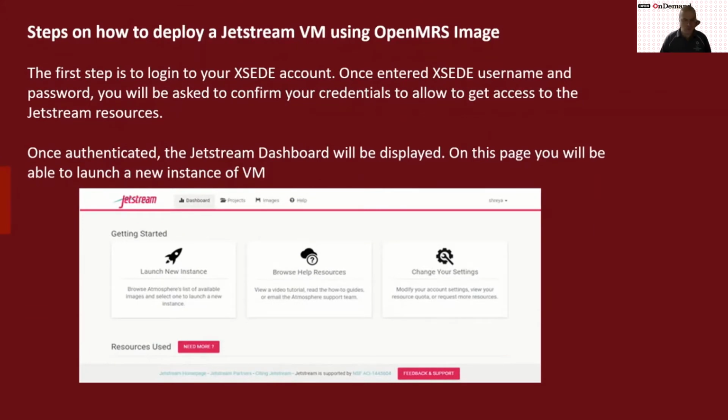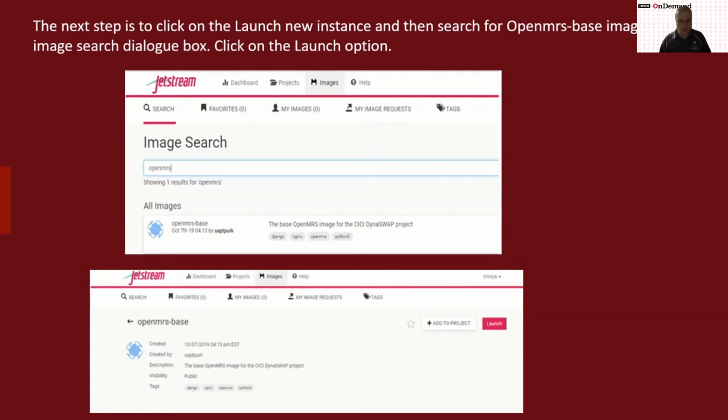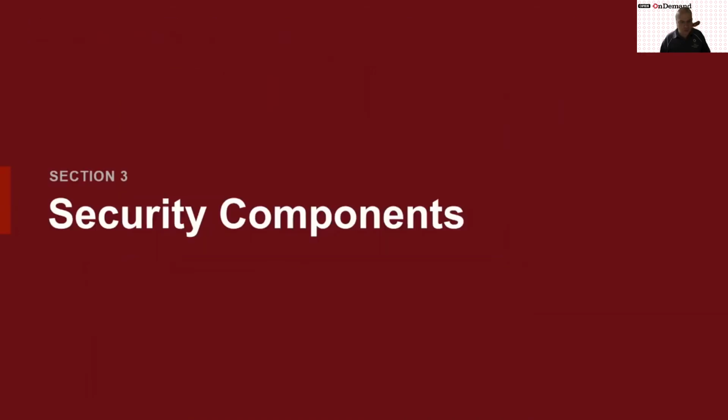First of all, you need to create your Exceed account. Once you create that, it will ask you to enter your username and password. And once you are authenticated, you'll see this Jetstream dashboard that allows you to launch a new instance of a VM. There you can click on the images option and type our image, that is OpenMRS, and you'll see the OpenMRS base image. The latest version is 1.3, and then you can hit the launch button, which will allow you to deploy a VM with this image.